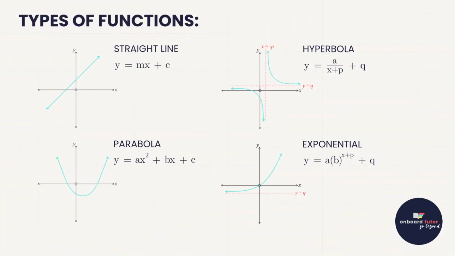In grade 11, there are 4 different types of functions that we learn about: the straight line, the hyperbola, the parabola, and the exponential graph. And today we are specifically going to be focusing on the parabola. So it's important to note that whenever we have an x to the power of 2, we are dealing with a parabolic function. And why is that?